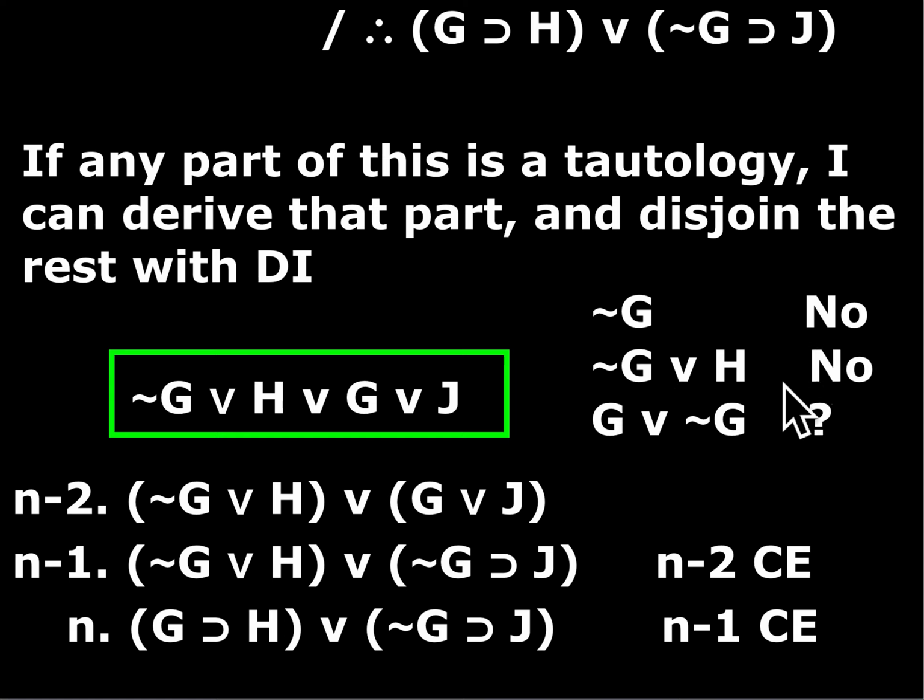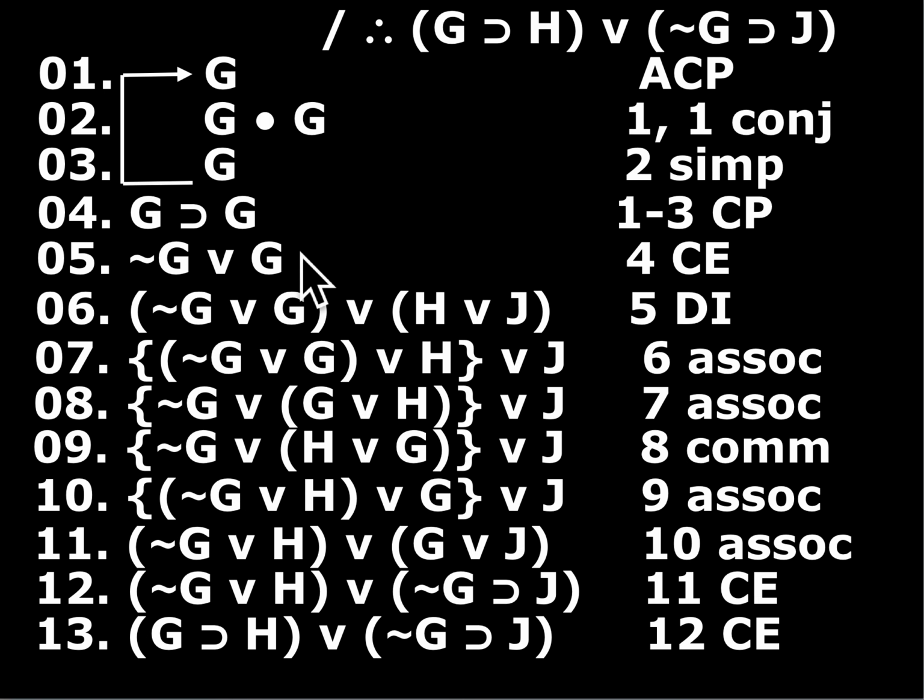What about the first and the third disjunct? Not G or G. Yes, that is a tautology. Remember, any statement disjoined to its own negation, that's going to be true no matter what. So now I know that if I can just derive this tautology, I could then disjoin the other 2 disjuncts to it and then associate and commute until I've got them in the right order. And you'll see that's exactly what I did.